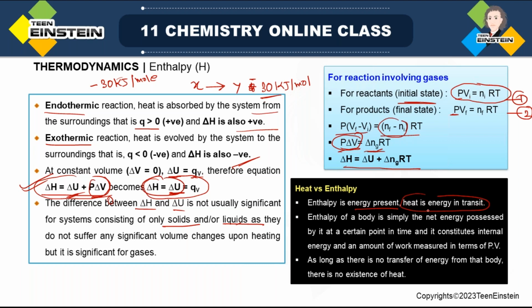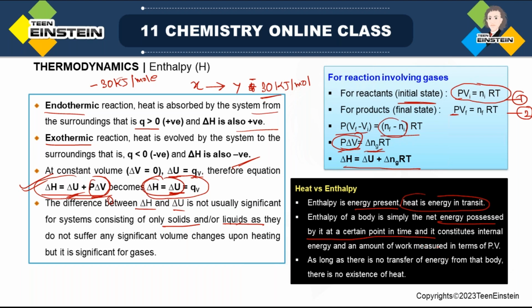So that is why I am saying energy, it is the energy which is present. But heat is energy only when there is some transition going on, in transit. So when you turn on the tap, water is flowing, then only you can use the term heat. Now we will not use the term enthalpy. Sometimes we use them for the same purpose, but there is a difference. Enthalpy of a body is simply the net energy possessed by it at a certain point in time. So that is why it is definite. It is a property of the particular state. But Q is not a property because it is only in transit.